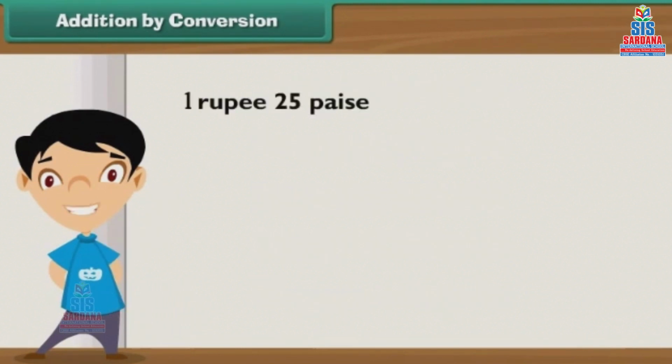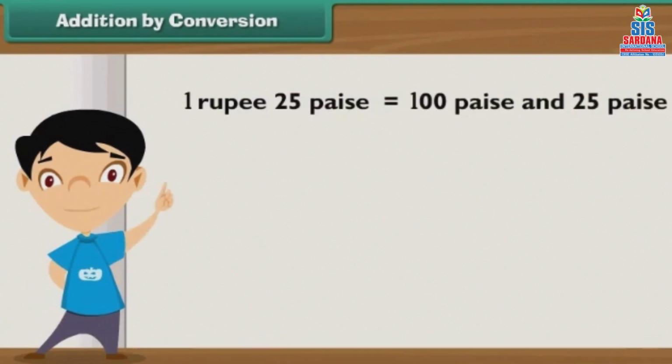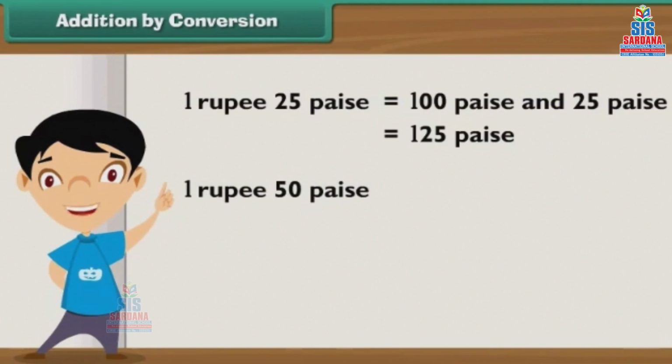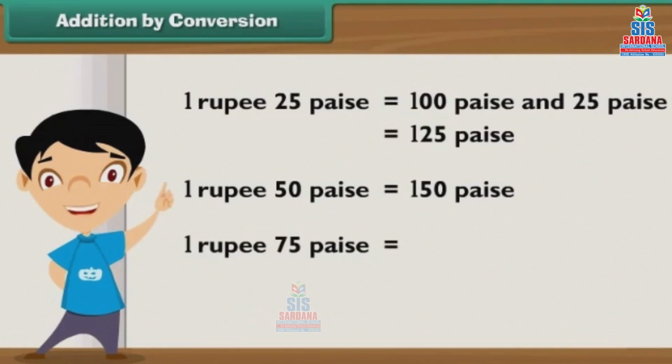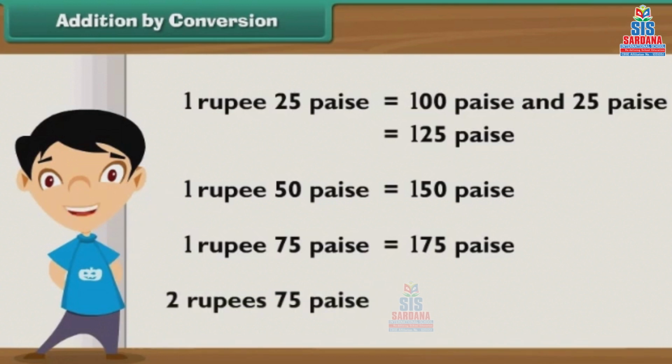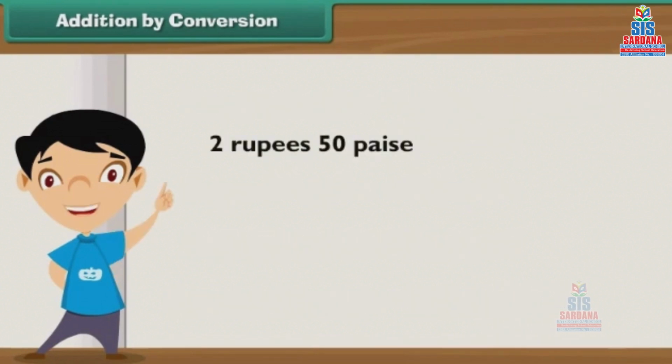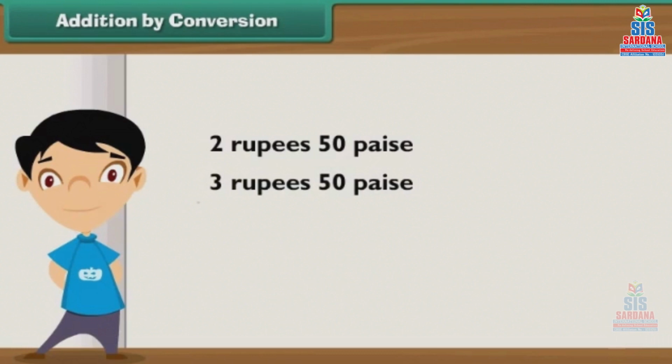So, 1 rupee 25 paise is the same as 100 paise and 25 paise, that is 125 paise. By the same logic, 1 rupee 50 paise is equal to 150 paise. 1 rupee 75 paise may also be represented as 175 paise, and 2 rupees 75 paise is equal to 275 paise. Let us add 2 rupees 50 paise and 3 rupees 50 paise.